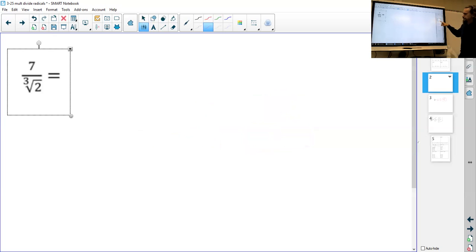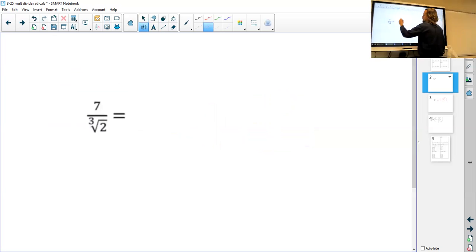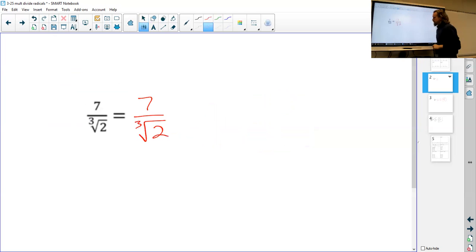This is the tricky one. So 7 over the cube root of 2. That's the operative word here. So I can't simplify that at all. It's like 7 over the cube root of 2.